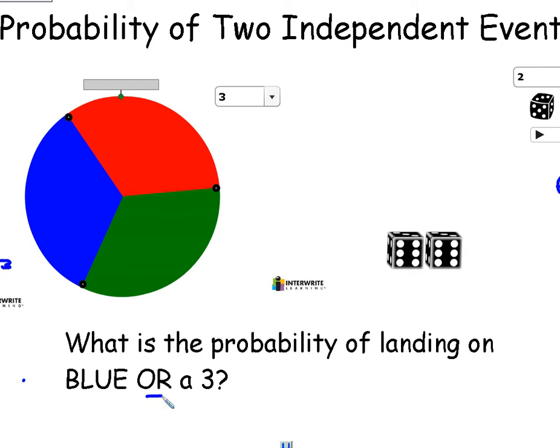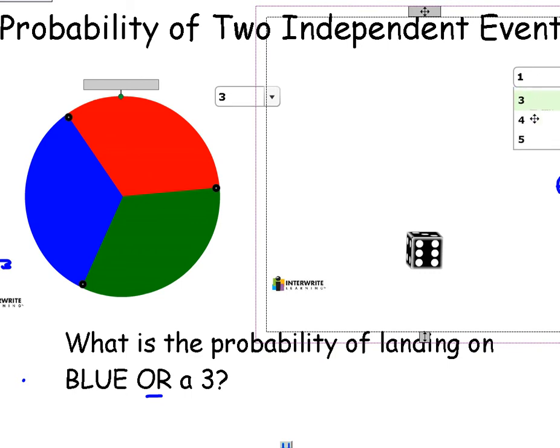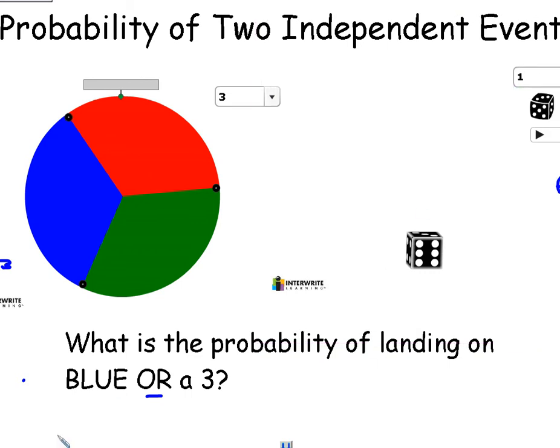On this one, they're asking what's the probability of it landing on blue or the die landing on a 3. But just one die, not 2. So for the spinner, it's a 1 in 3 chance. For the one die, there's 1 3 on it. There's 6 sides and 1 3. So I have a 1 in 6 chance.